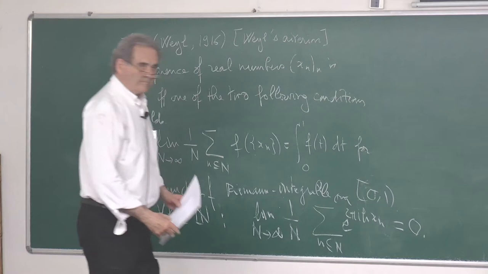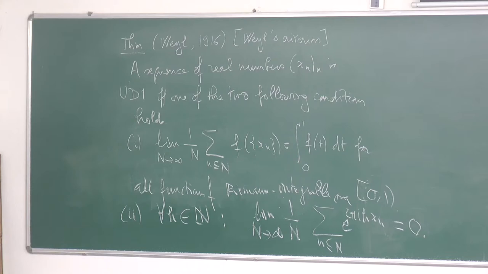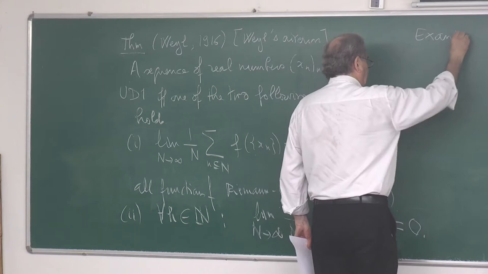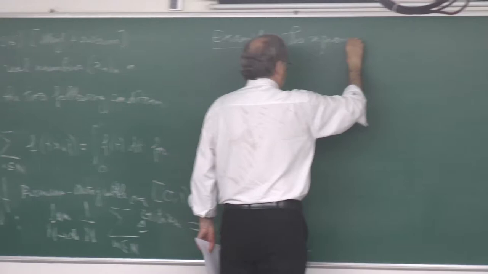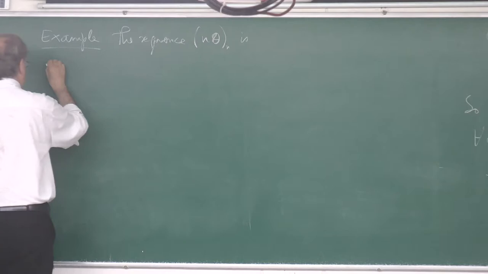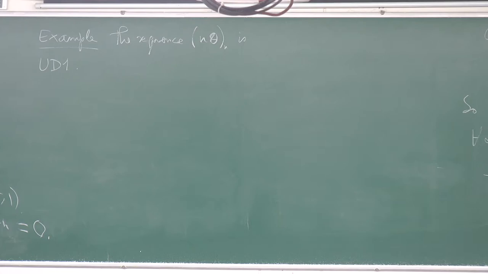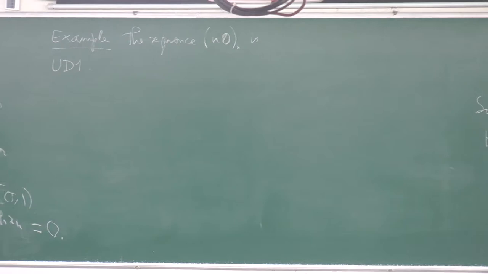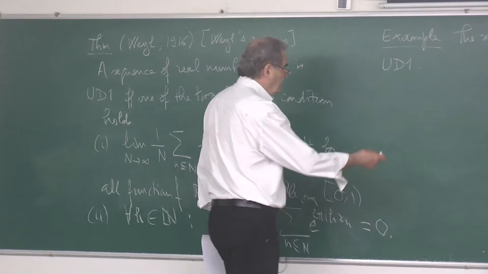So we'll give a quick proof of this. And of course, you can see from that, it is clear, for example, that the sequence n theta is dense modulo 1, is uniformly distributed modulo 1. So you see, it's much better than Kronecker's theorem, because Kronecker's theorem shows only that it is dense. It was a bit later, 1916.